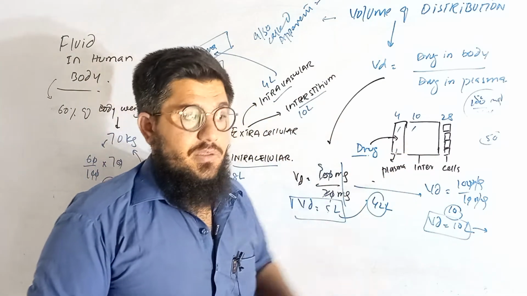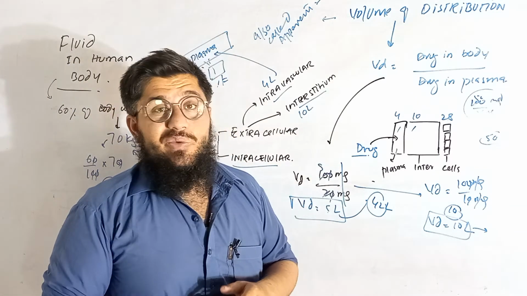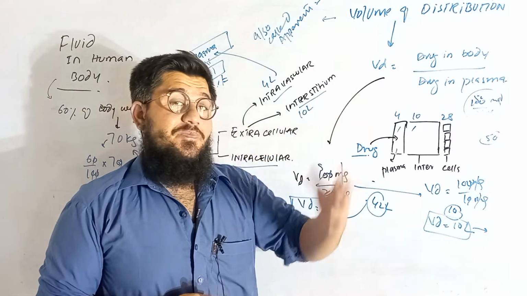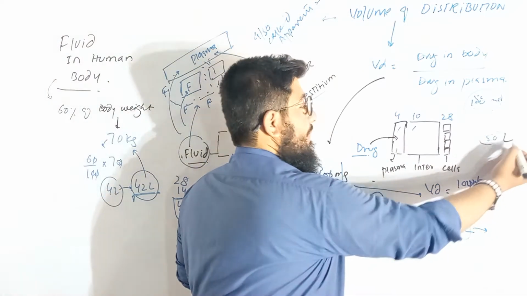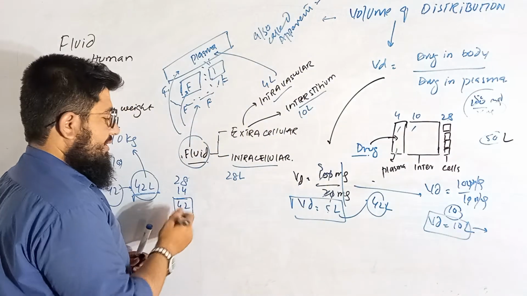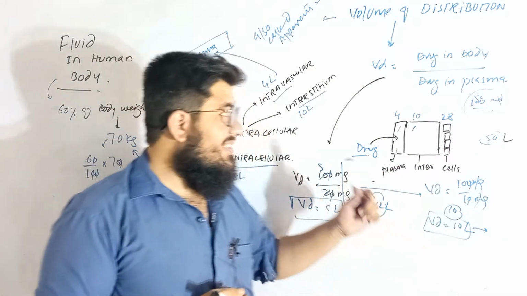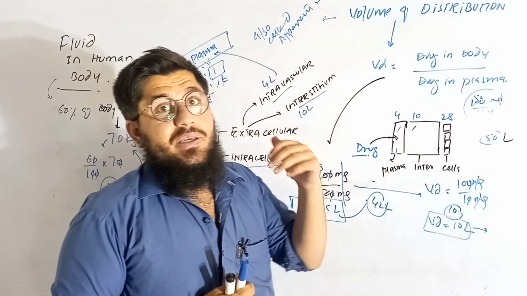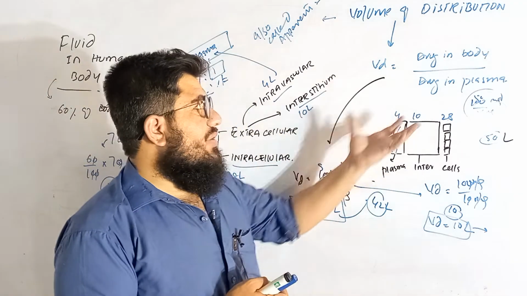Sometimes there are drugs whose volume of distribution, when we calculate it, exceeds thousands of liters. Here we're getting a 50 liter answer. But in the entire body we have 42 liters. So from where do we bring the 50 liters? This formula is telling us how much of the drug given has diffused. So it is a kind of apparent volume.